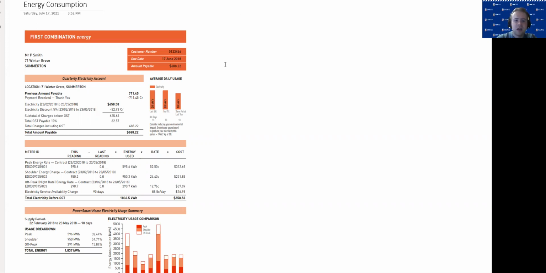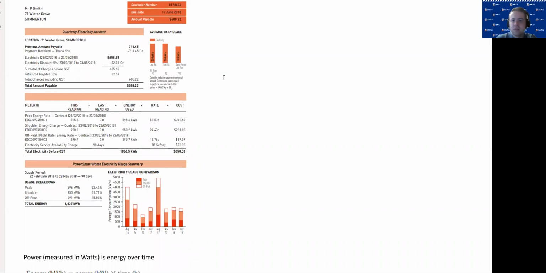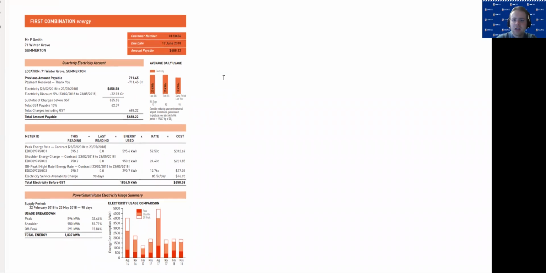Today we're going to be looking at energy consumption, which is basically your electrical bills or the running costs of different appliances and how we can work that out. So the first thing we need to know is that power is measured in watts, which is basically energy over time. So it's measured in joules per second. How much energy is something using every second?